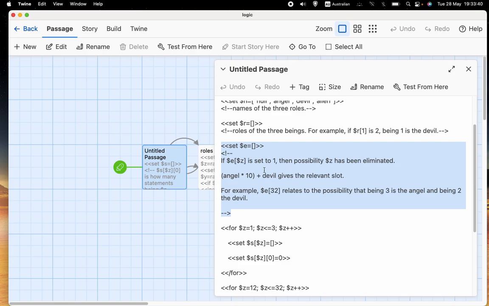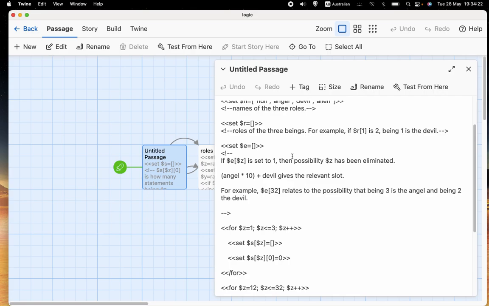And how do we set those out in an array so it's easy to deal with them? Well, I decided to have a one-dimensional array, and the slot is based on angel times 10 plus devil. What I mean by that is, for example, if being 3 is the angel and being 2 the devil, E[32] is the slot that relates to that possibility. If E[32] is set to 1, that means the way we've set the puzzle up so far makes it impossible that being 3 is the angel and being 2 is the devil.